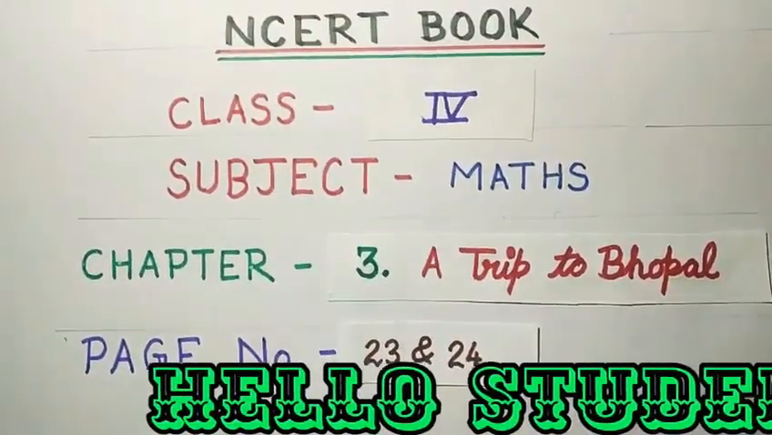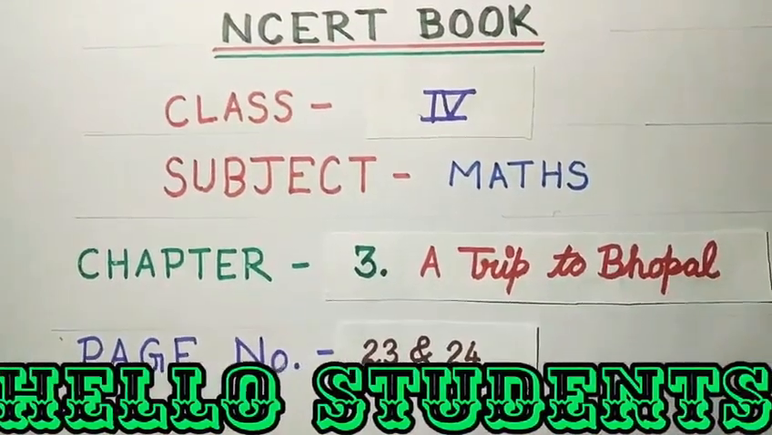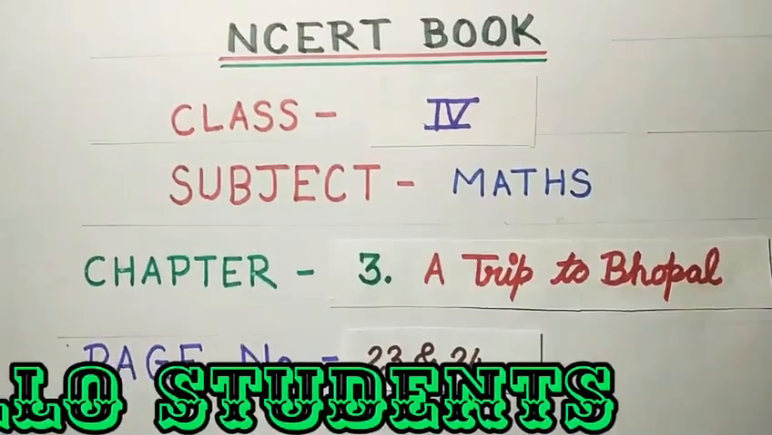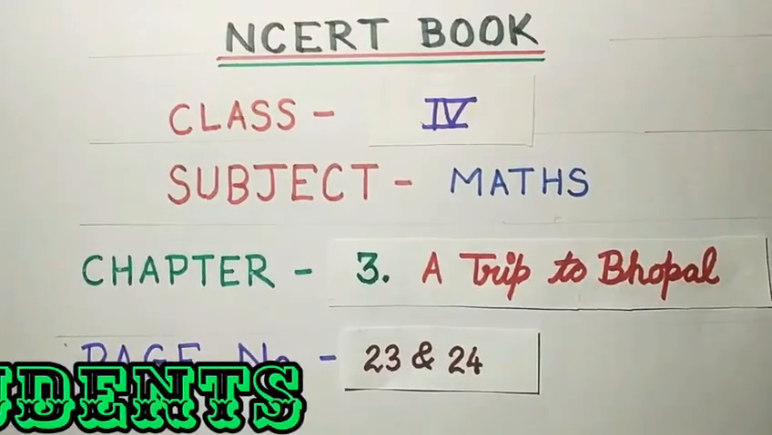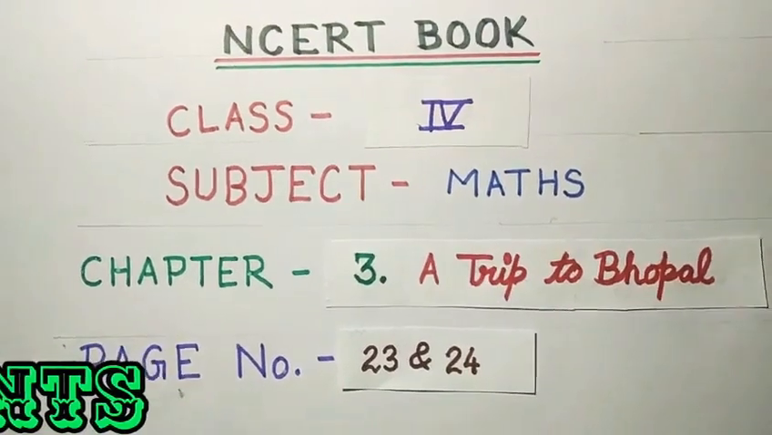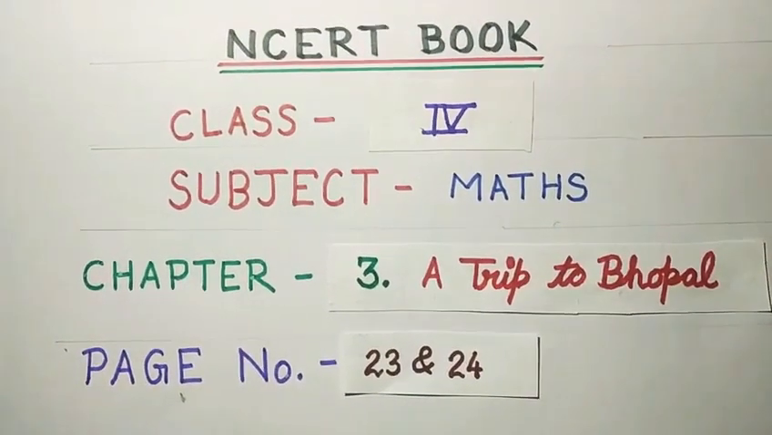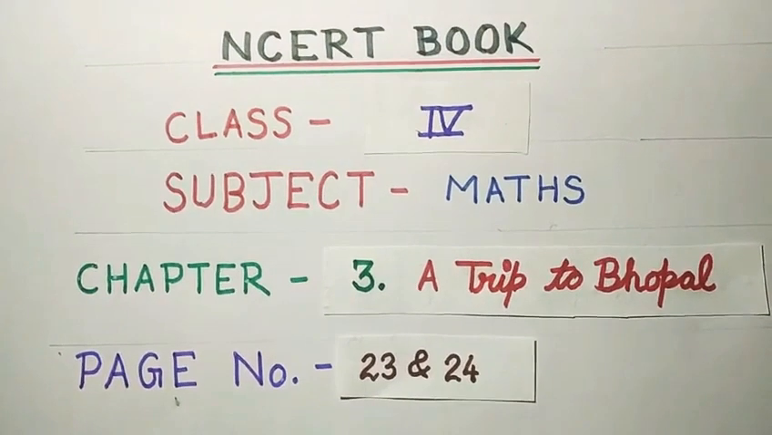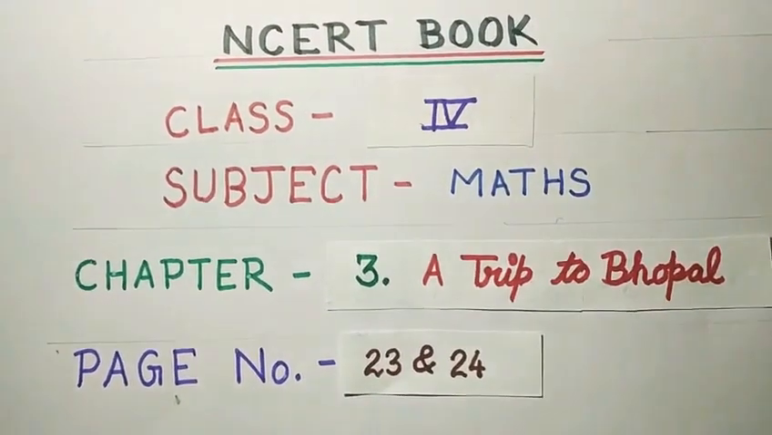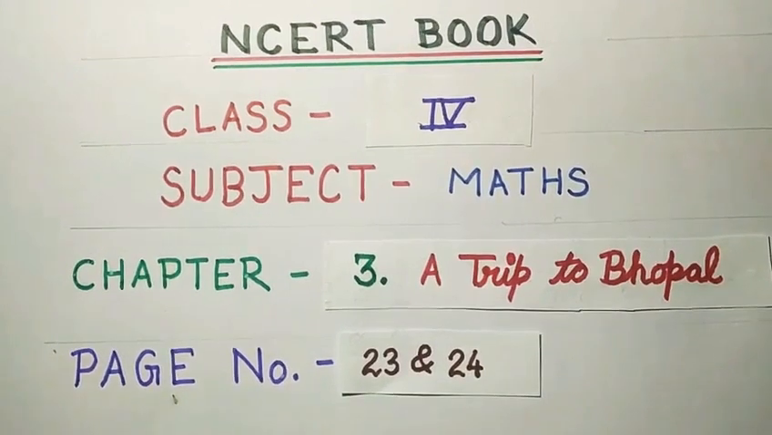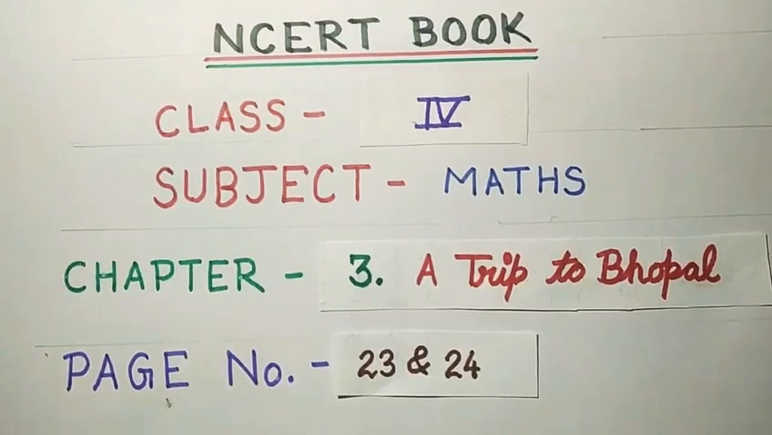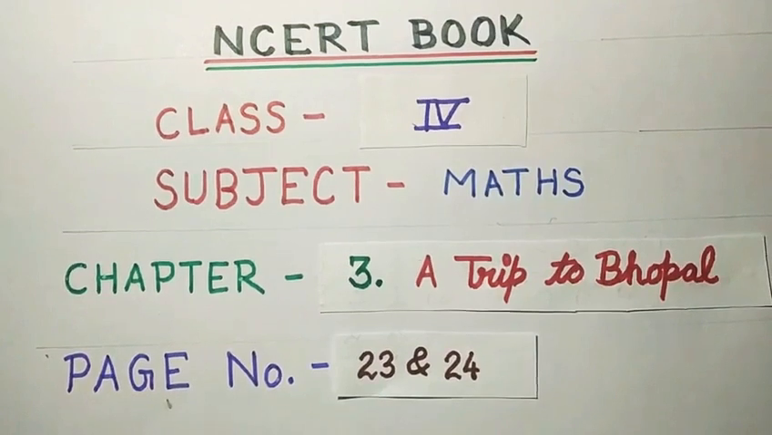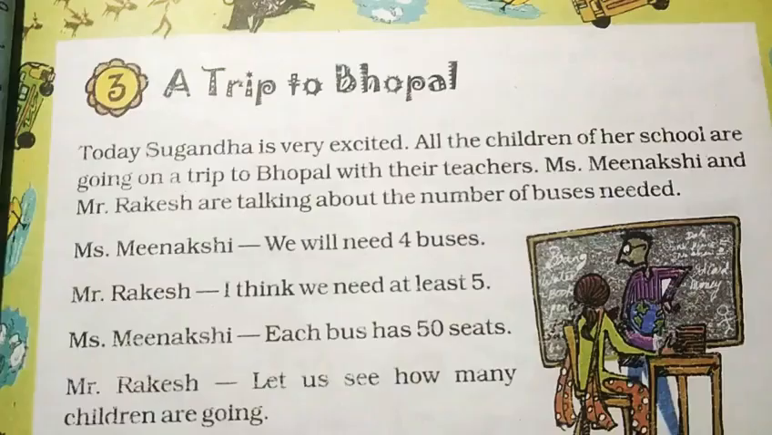So today we are going to learn about our NCERT book, class 4, subject math, chapter 3. This is the new chapter, a trip to Bhopal, and page number 23 and 24. This is the first video of this chapter. If you have not seen previous chapters' videos, you should go to the description and follow the link.